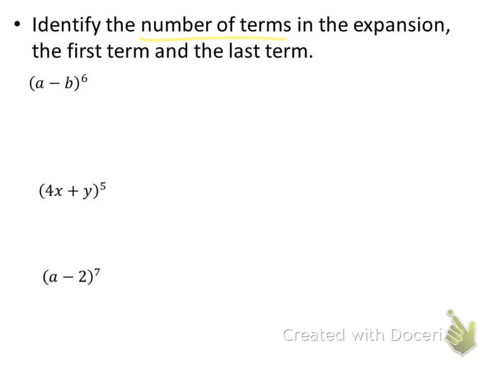We need to find the number of terms in each one, and what the first term and last term would look like. Eventually we're going to build it up and look at them, but this is a good start for us. So, the number of terms. Well, if it's to the 6th, we know we're going to use row 7. Let's jump back and see how many terms row 7 had.